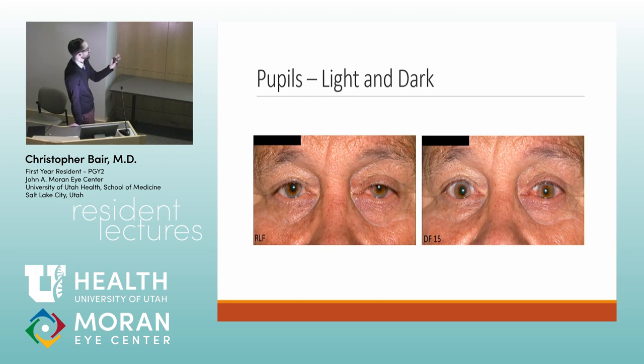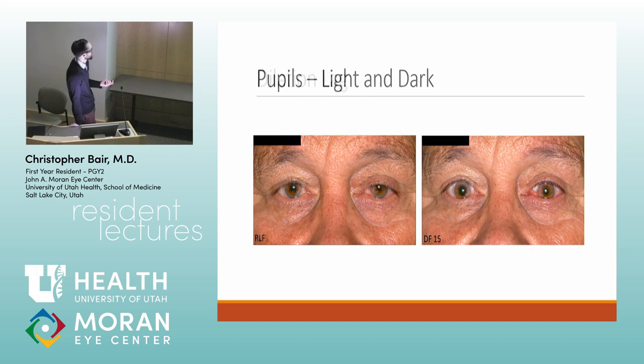And what can help us differentiate, just on physical exam before we do any kind of drop test or anything else, between a physiologic anisocoria and a Horner syndrome? Any ideas? There's a dilation lag, exactly.